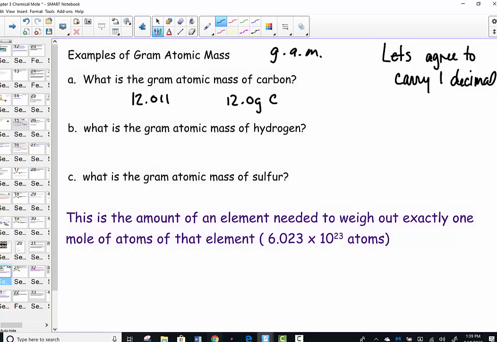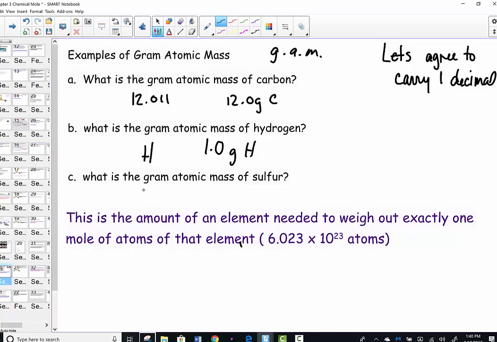When I found the element hydrogen on the periodic table, it's the very first one. It says 1.008. Yours might be different if it rounds a little differently or has a different number of decimals, but I'm going to call that 1.0 grams of hydrogen. A mole of atoms of hydrogen would weigh 1 gram.